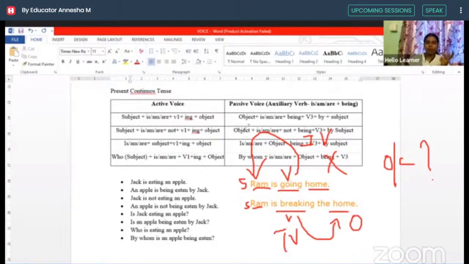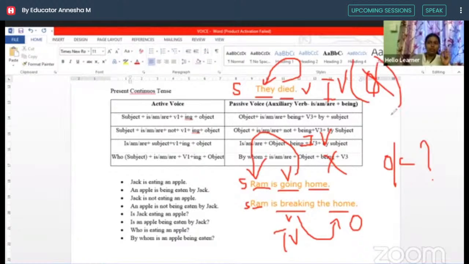A very simple way of remembering this: if I say they died, in this sentence, they is the subject and died is our verb. But what is this verb doing? On whom is this action of dying happening? It is happening to the subject itself. So when the action of the verb is happening to the subject itself, it is called an intransitive verb. Why? Because it does not have an object. The work of that verb is happening on the subject only.